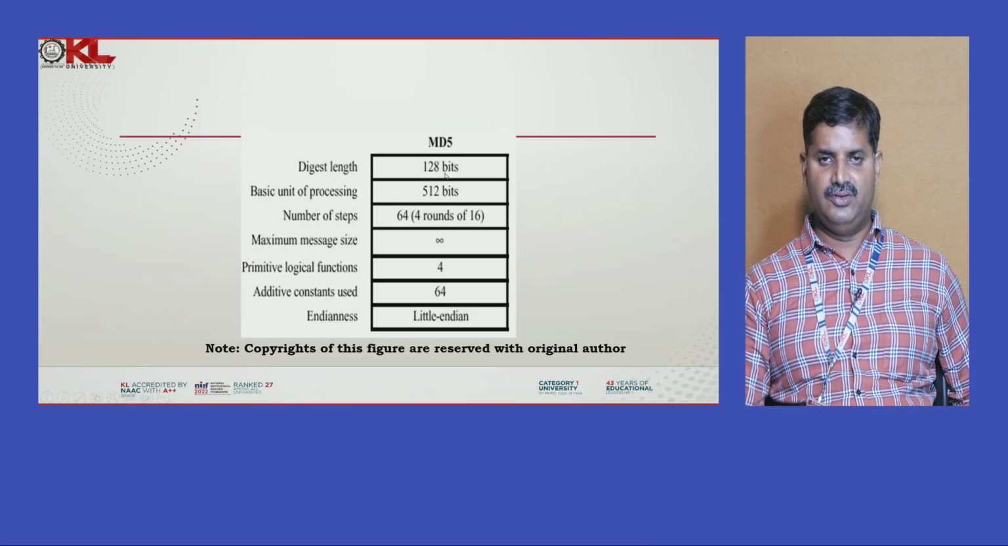The MD5 properties: message digest length is 128 bits, the basic unit of processing is 512 bits, the number of steps is 64, that is 4 rounds of 16. Maximum message size is infinity, primitive logical functions are 4, additive constants used are 64, and endianness is little endian.